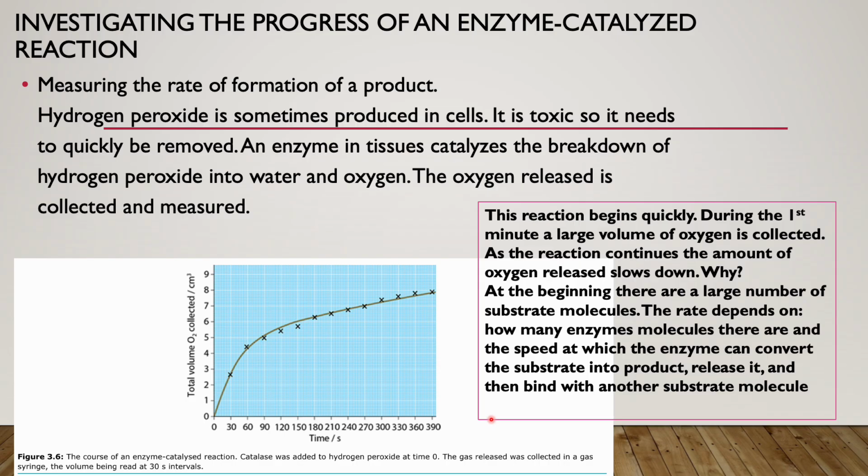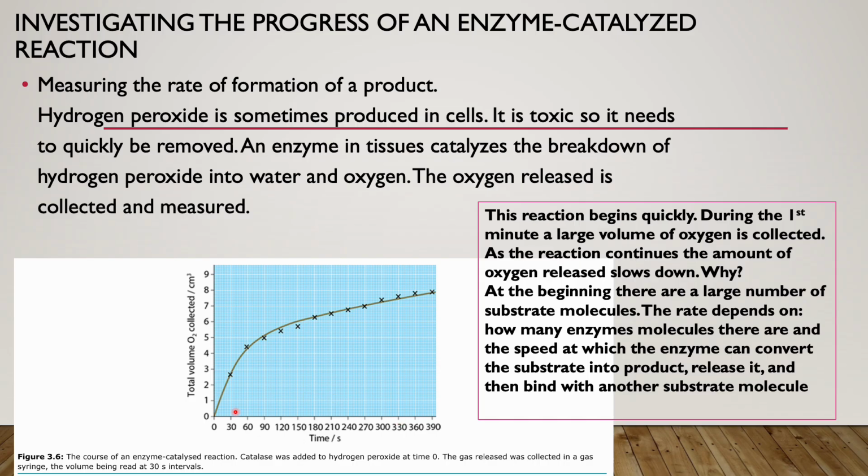Investigating the progress of an enzyme-catalyzed reaction: measuring the rate of formation of a product. And this is an example that you need to be familiar with. Hydrogen peroxide is sometimes produced in cells. It is toxic, so it needs to quickly be removed. An enzyme in tissues catalyzes and breaks down the hydrogen peroxide into water and oxygen. The oxygen is released, collected, and measured. And that's what our graph is showing us: the volume of oxygen released in centimeters cubed, and the time measured in seconds.